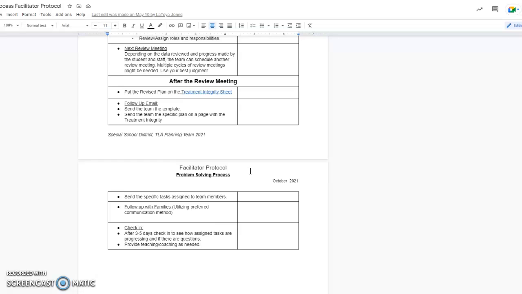After the review meeting, we continue to focus on treatment integrity, follow-up email communication with team members to ensure fidelity of implementation of strategies, and continue communication with family members.